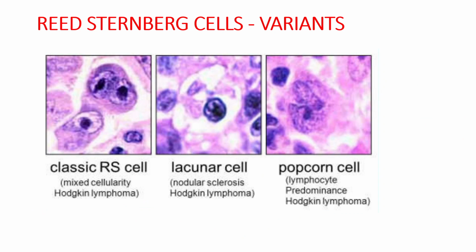So again, these are the biopsy findings. First, we have the classic Reed-Sternberg cell, which is common in mixed cellularity type. So this has two identical nuclei which are mirror images of each other. Then the Lechner cell, which is common in nodular sclerosis subtype. And then this is the popcorn cell, which is seen in nodular lymphocyte predominant Hodgkin's lymphoma.